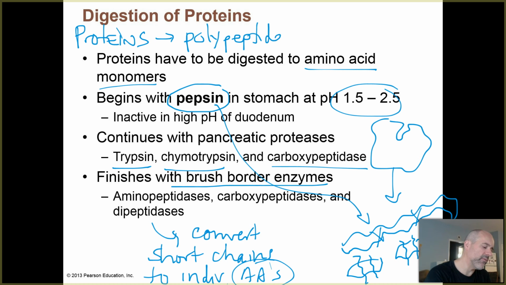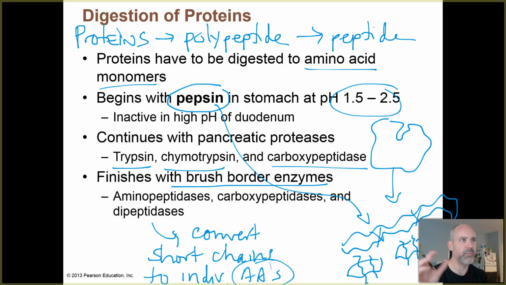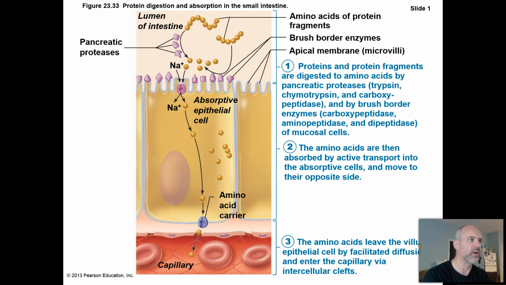Polypeptide is a name for a fairly long chain of amino acids. Peptide is a shorter chain of amino acids, but just learn that those three terms, protein, polypeptide, and peptide, all three are referring to chains of amino acids. Peptides are shorter, polypeptides are longer, and a polypeptide that is folded up into a 3D shape is referred to as a protein. And then peptides get broken apart into amino acids, as we've been talking about repeatedly.